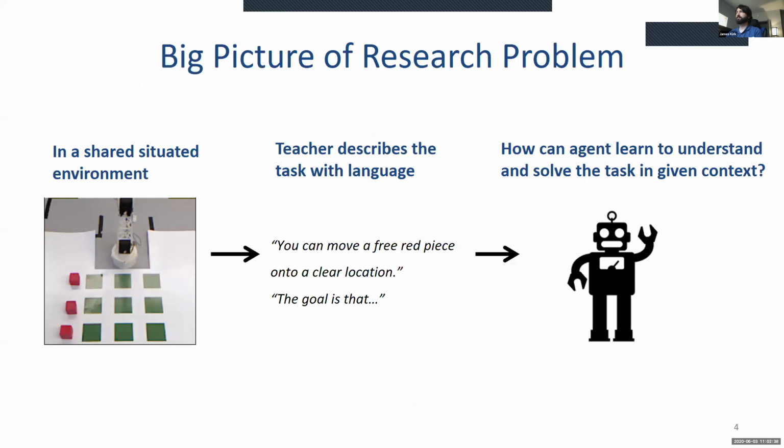So the big picture of this research problem is in a shared environment, and you can see a top-down view of a robotic arm that is learning to play tic-tac-toe with these red blocks. In a shared environment, the teacher describes the task with language. So, you can move a free red piece onto a clear location. The goal is that, and so on. The question is, how can an agent learn to understand and solve the task in this given context?